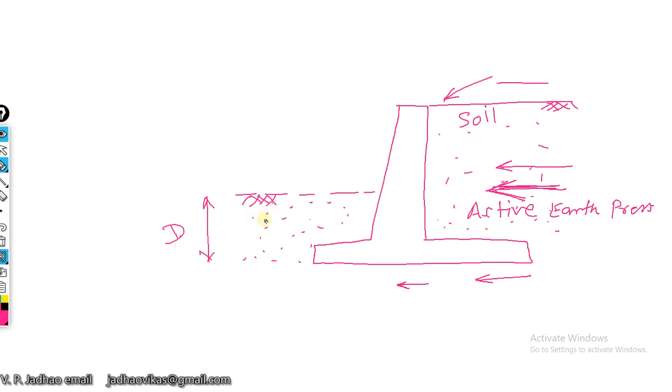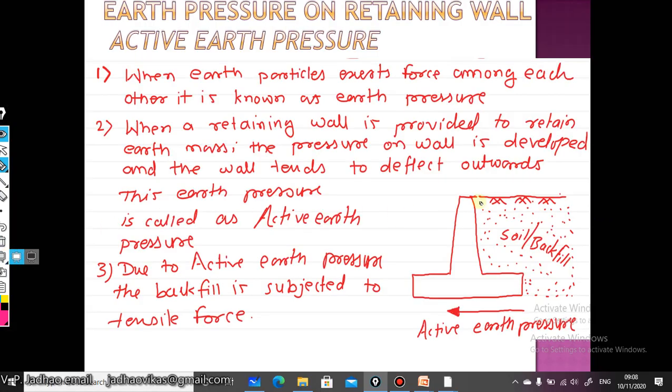Whereas if there is some soil mass on the left hand side of this retaining wall, there will again be some pressure applied from this soil mass on the retaining wall. This pressure is called passive earth pressure. This particular portion is covered in your geotechnical engineering or foundation engineering also. So the same is explained here.